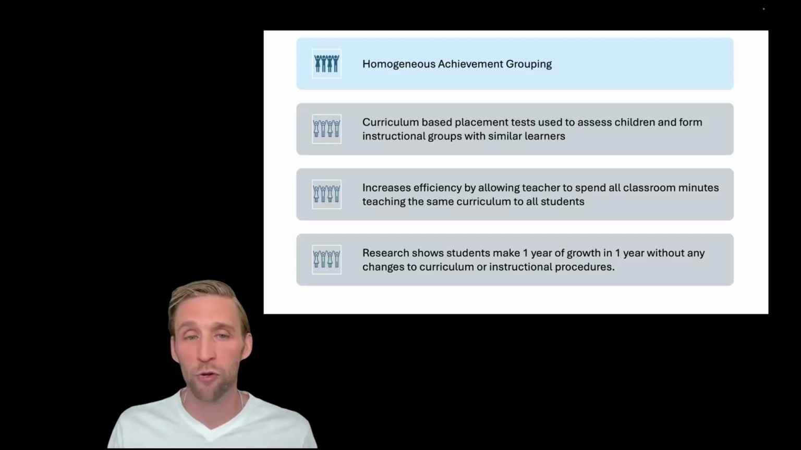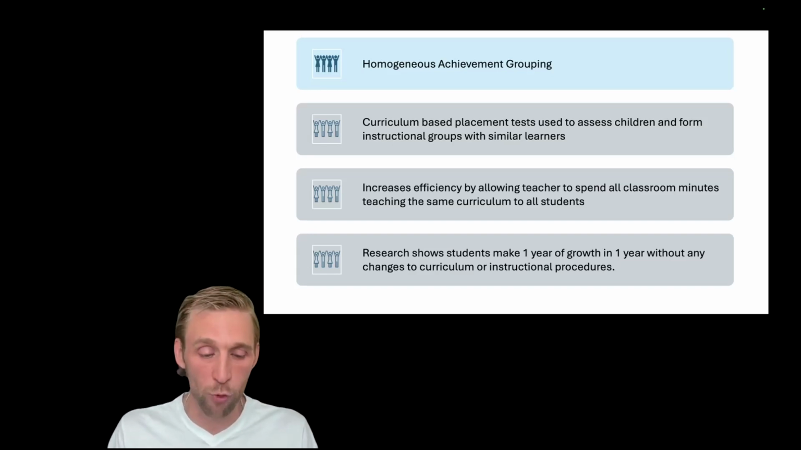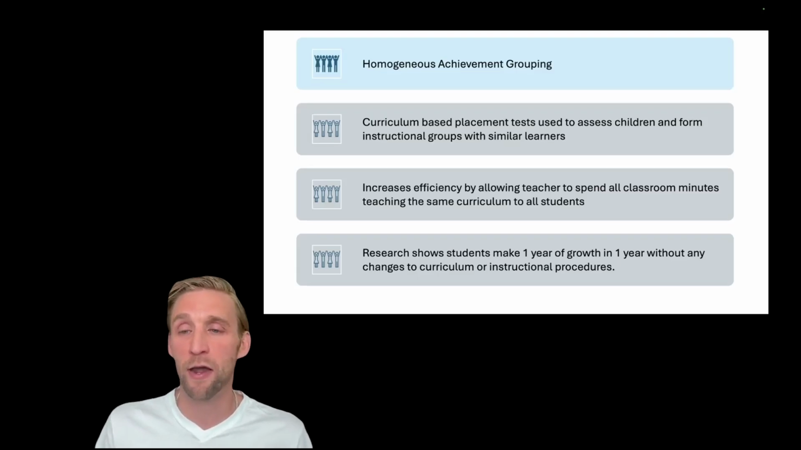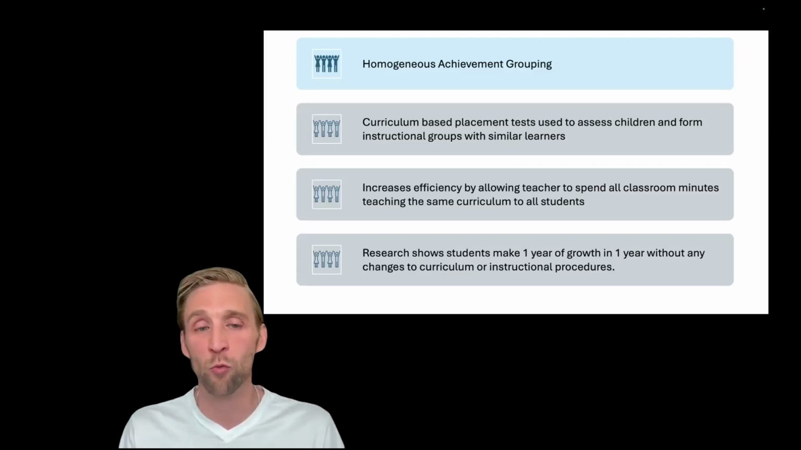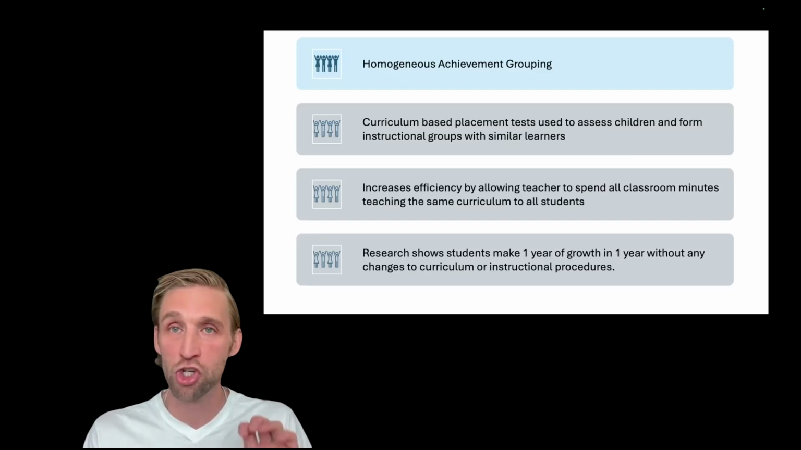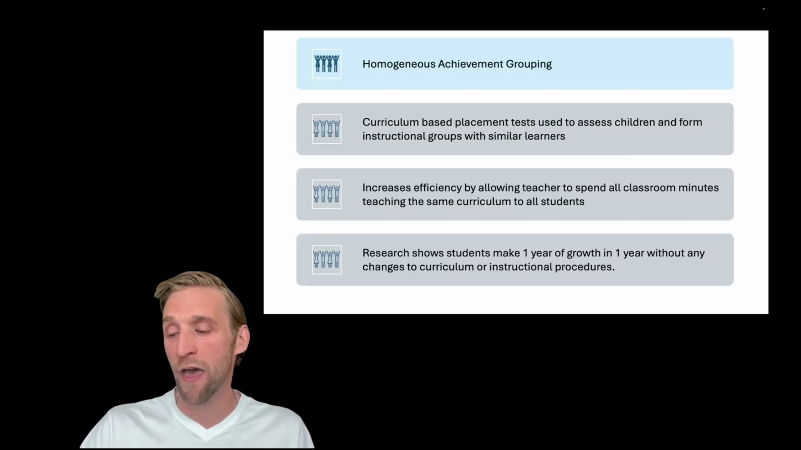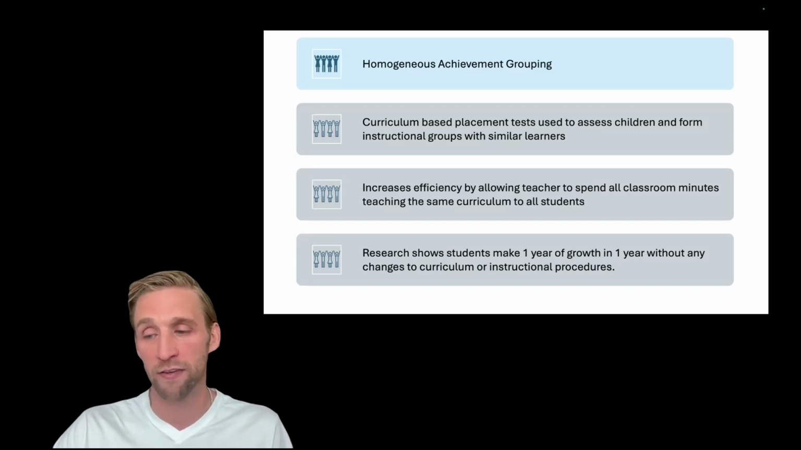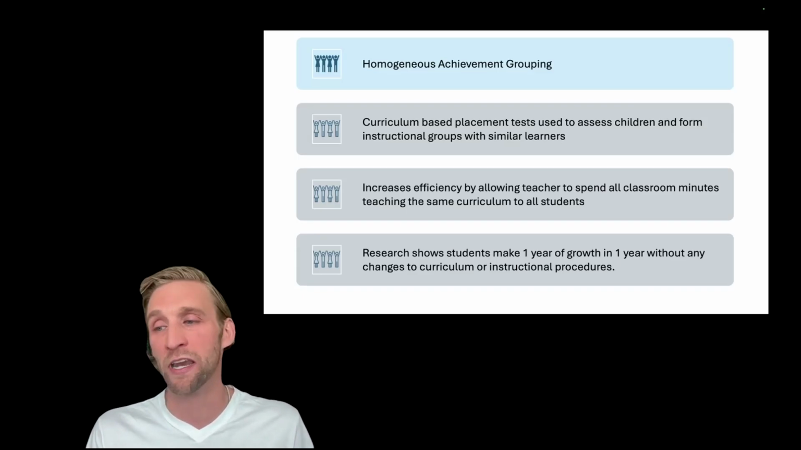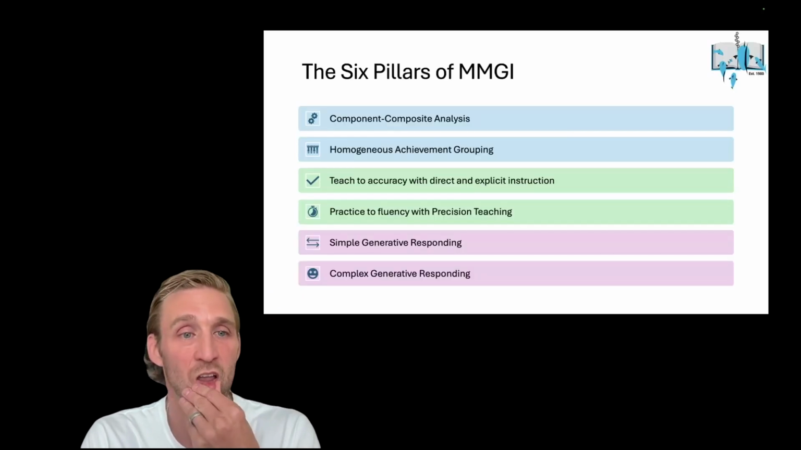So there's a lot of research on homogeneous achievement grouping. And when it's done correctly, where students can move groups as they make progress, students tend to make about 1 year growth in 1 year, regardless of whether or not you change the curriculum or instruction. Right. So just grouping kids similarly, they tend to get about 1 year per year. So you add on top of that evidence and research-based instructional practices and curriculum, that's how we can get 2 or 3 years growth because we already know we're going to get 1 year just based on kids with similar strengths and weaknesses.